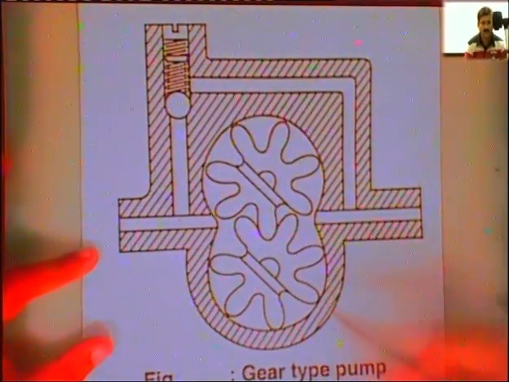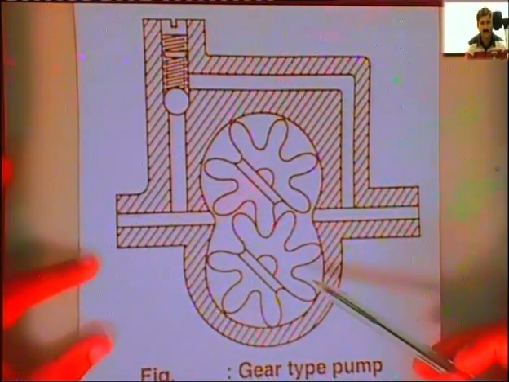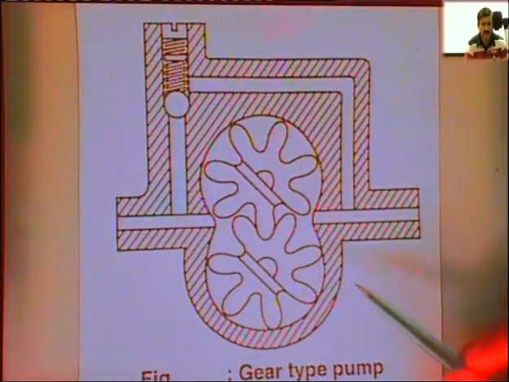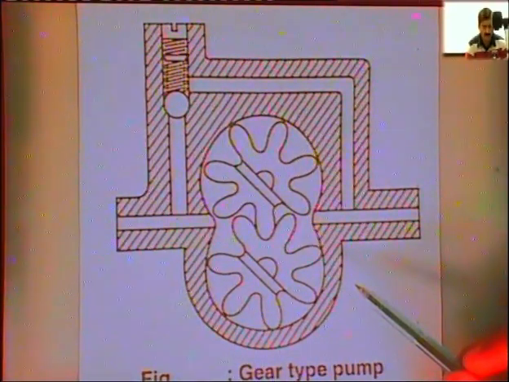And this type of pump is called a gear pump, the main function of which is to supply the lubricating oil at a constant pressure to the oil gallery of the lubrication system.